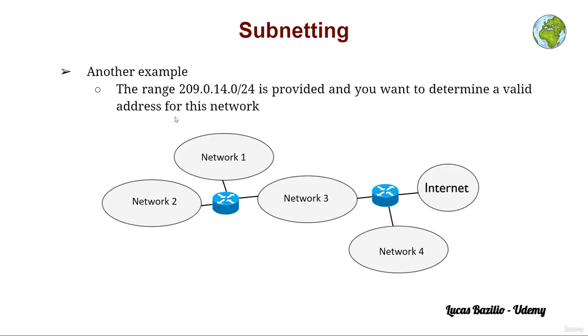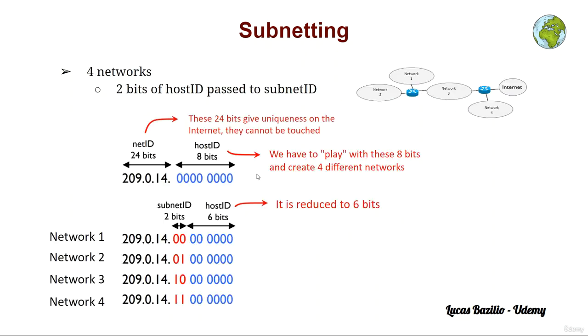Now suppose that this range is provided and you want to determine a valid addressing for this network in here. So we have the internet and we have here these four networks and we need to use this range address. So here what is important is to know the number of networks that we need. As we know, we have four networks. So if we need four networks and we want to apply subnetting, we will need to take 2 bits, okay? Because 2 raised to 2 will give us 4. So we will take 2 bits of the host ID and they will be passed to the subnet ID.